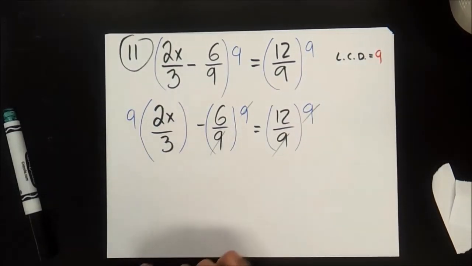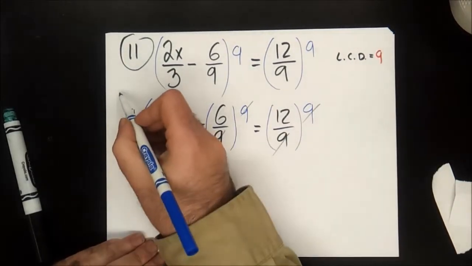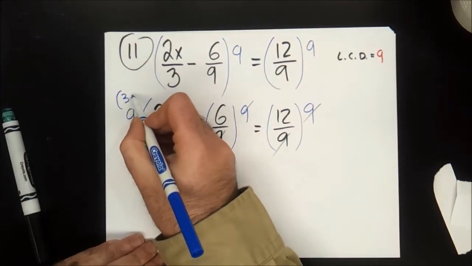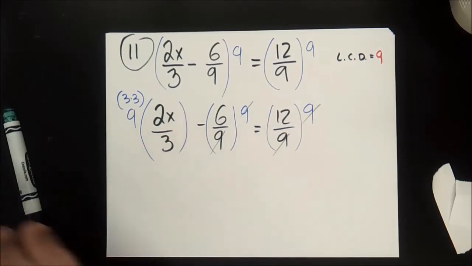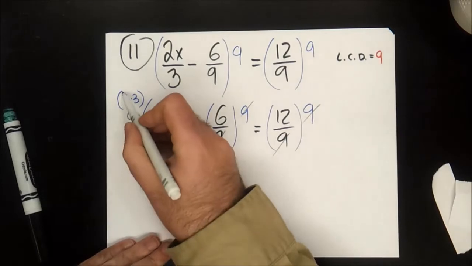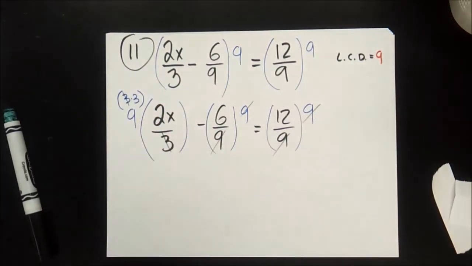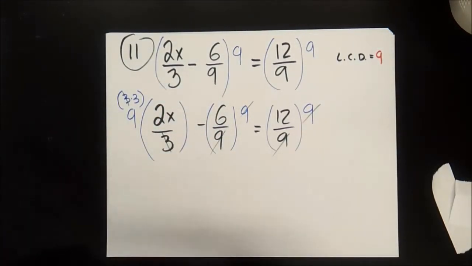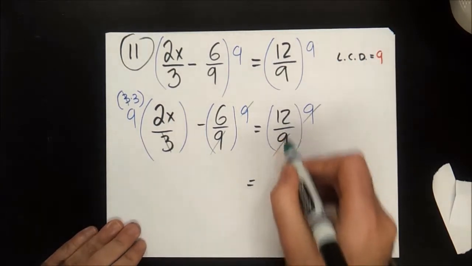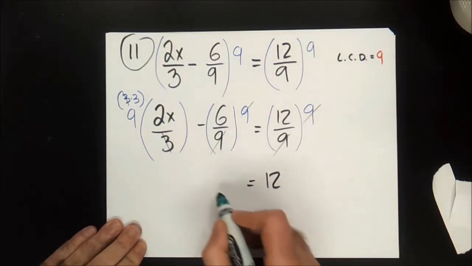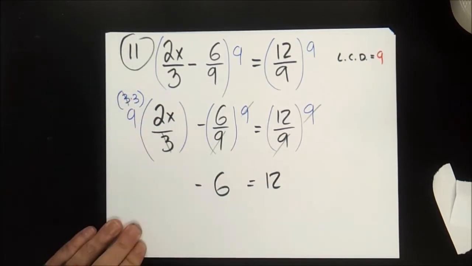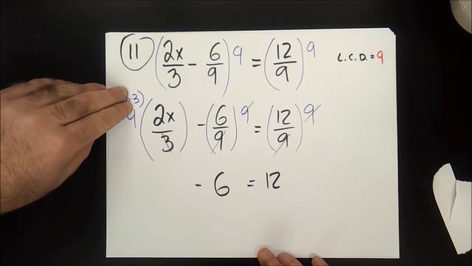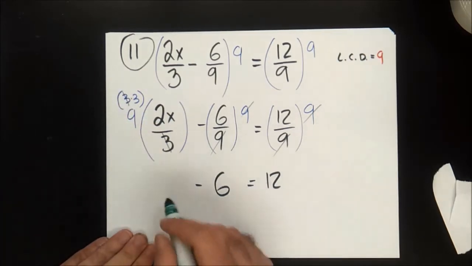Here, I'm going to write this 9 as a 3 times 3. I could do that, right? Pretend that instead of this 9, I have 3 times 3. This allows me to cross out this 3 and this 3. So, here I'm just left with 12. Here I'm just left with that minus 6. Here I'm left with 3 times 2, 6. You see that? 3 times 2x, 6x.